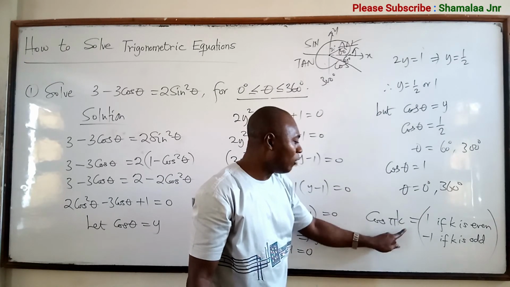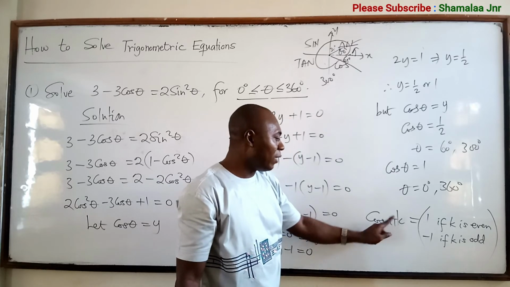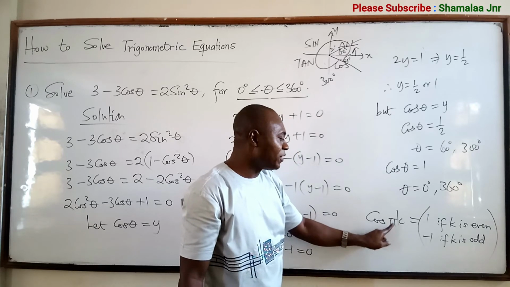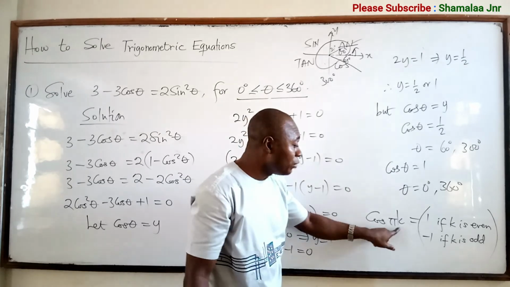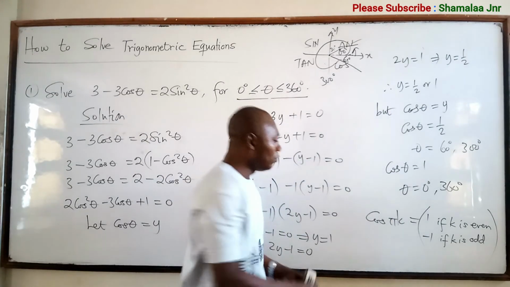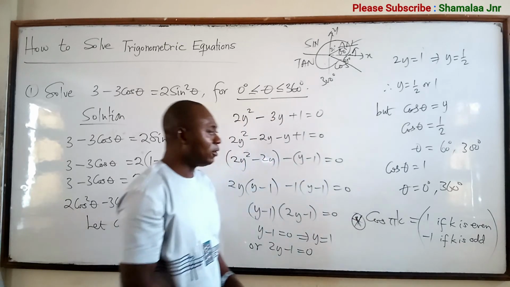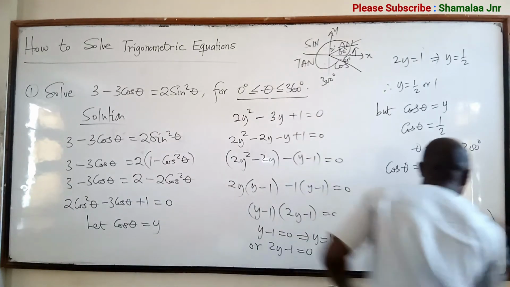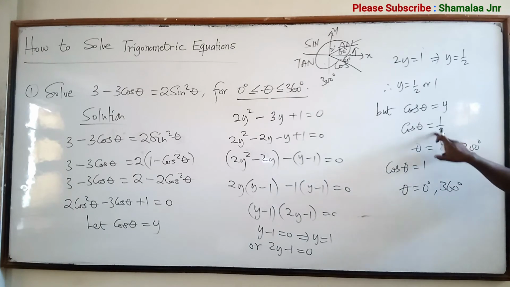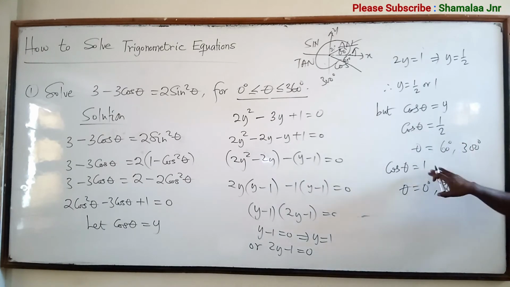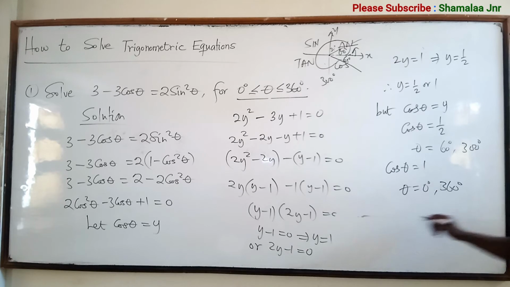If k is 4, that will be 4 times 180 degrees, and that will be 720 degrees. So cos 720 degrees is also 1. So viewers, take note of this. It is very, very important. Take note of this. So what this means is that the half has given us 2 angles, and then the 1 has given us 2 angles.